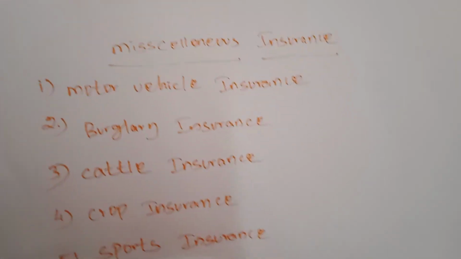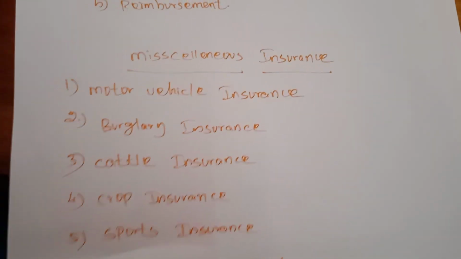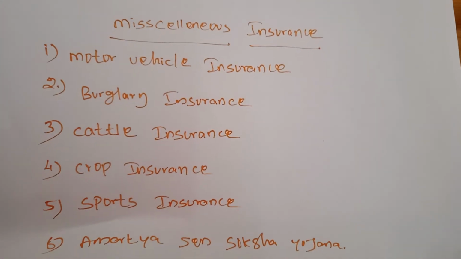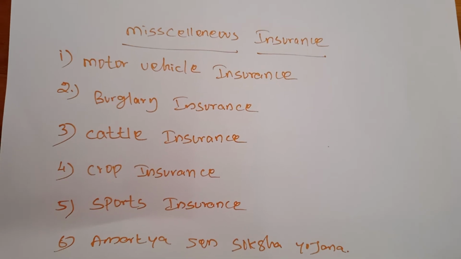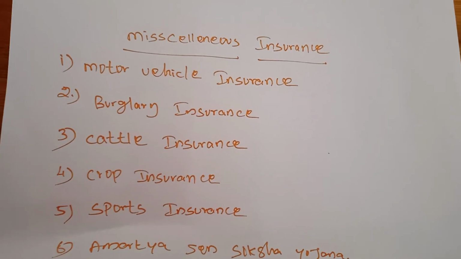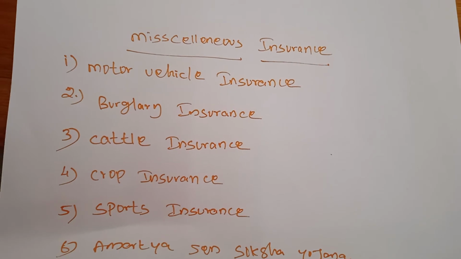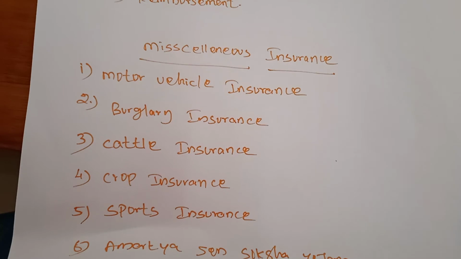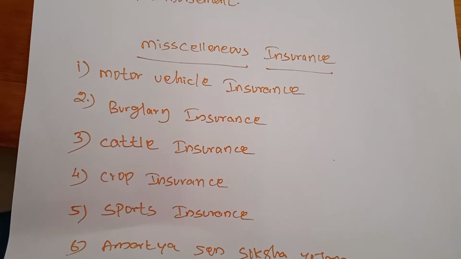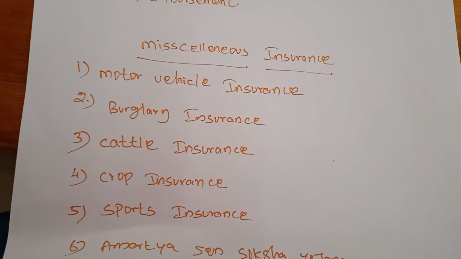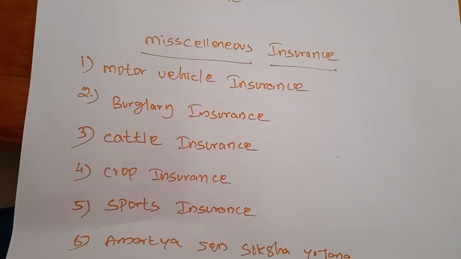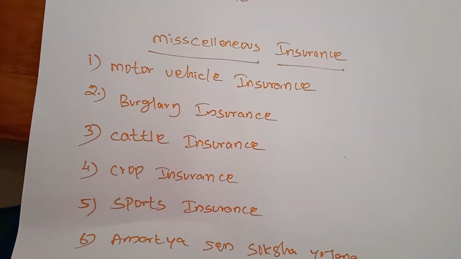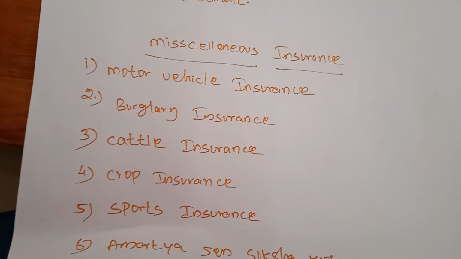Next, miscellaneous insurance, the other types of insurance. The first one is motor vehicle insurance. This is also known as auto insurance. This policy comes under general insurance. This insurance has become very popular and is gaining importance. According to motor insurance, the owner's liability to compensate people who were killed or injured through an accident is passed on to the insurance company.